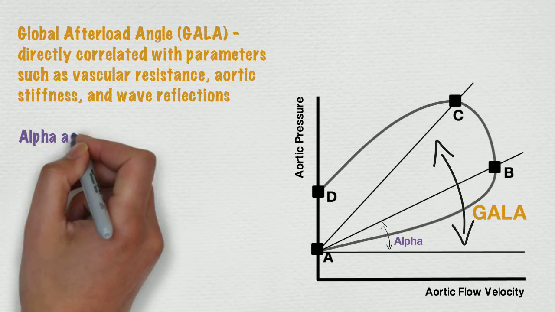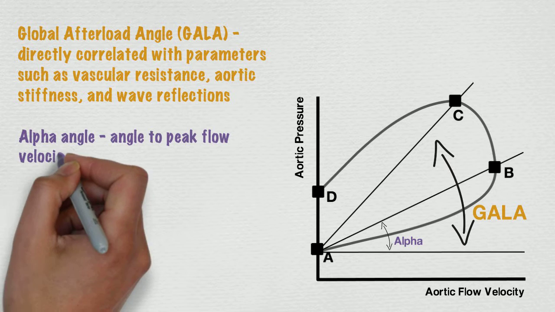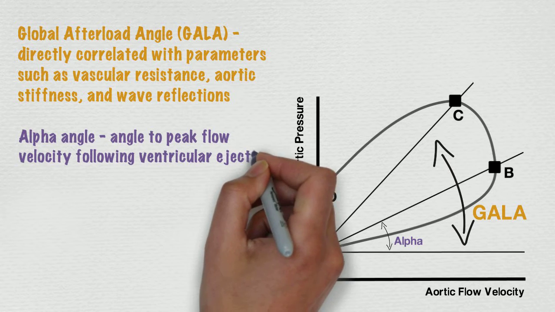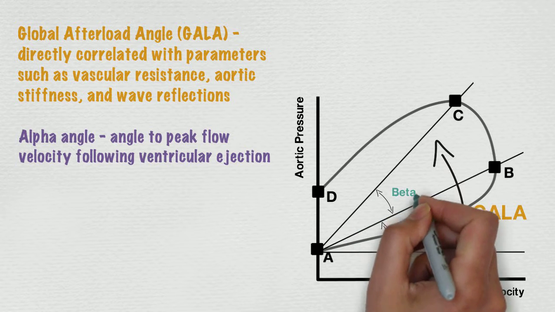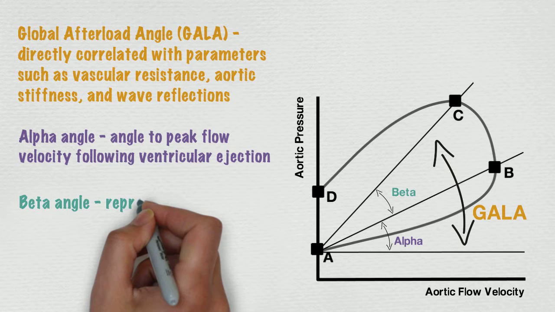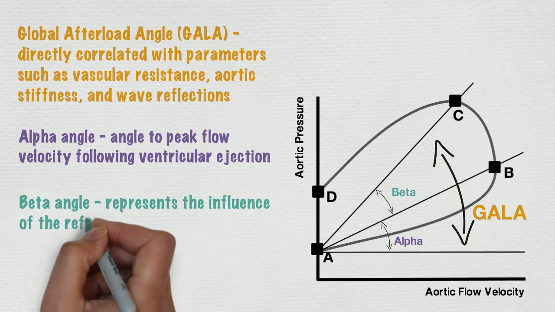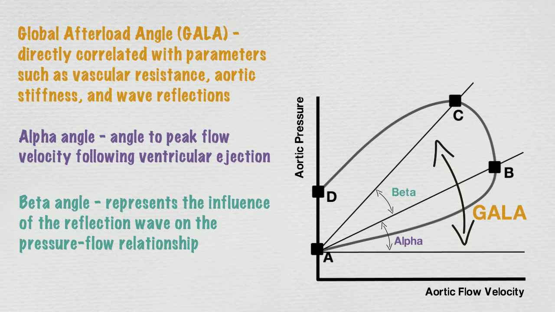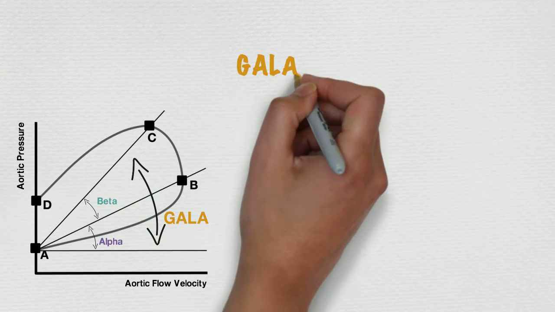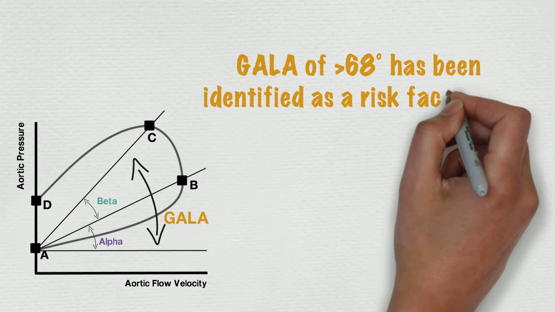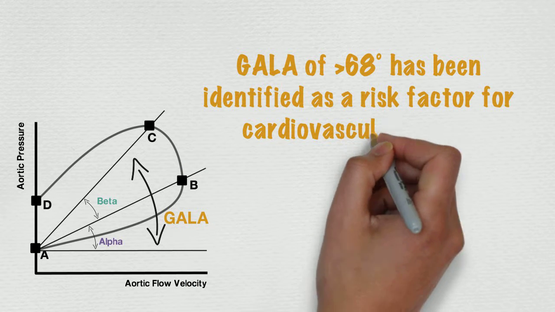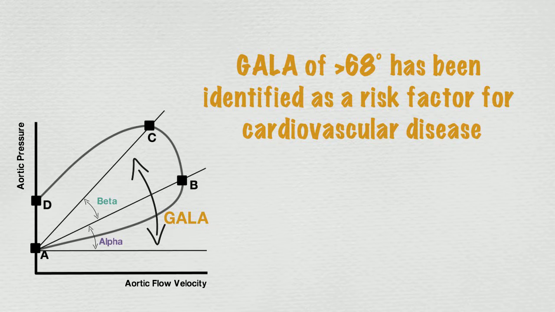The alpha, or ejection angle, is the angle to peak flow velocity resulting from ventricular ejection. And the beta, or reflection angle, represents the influence of the reflection wave on the pressure-flow relationship. These angles provide information on both cardiovascular risk and the hemodynamic response to treatment. And a GALA of more than 68 degrees has been shown to be predictive of cardiovascular disease.